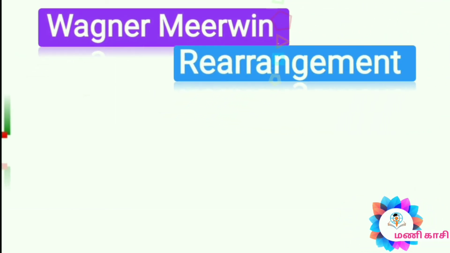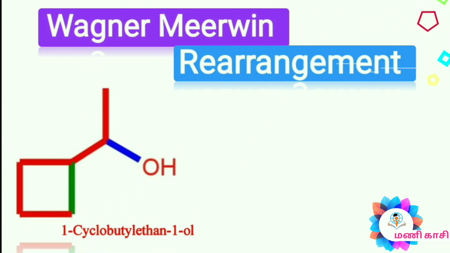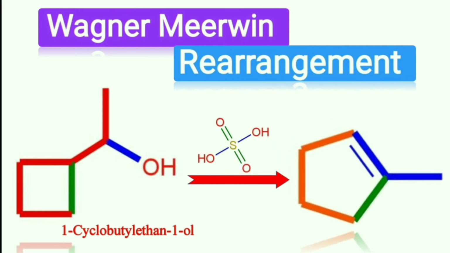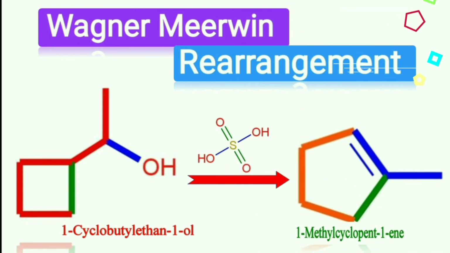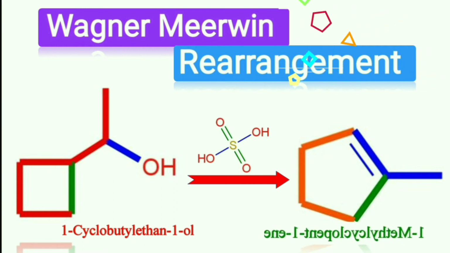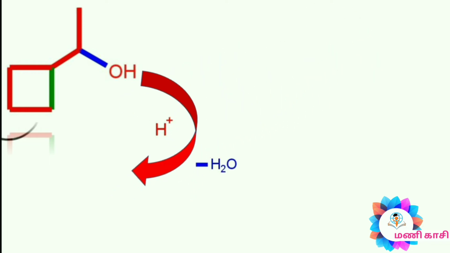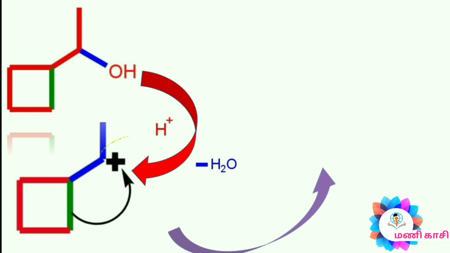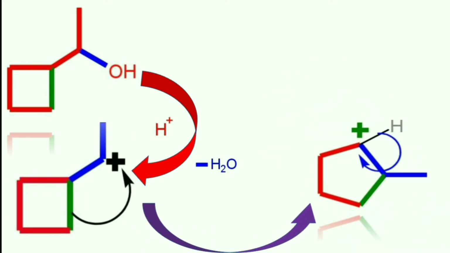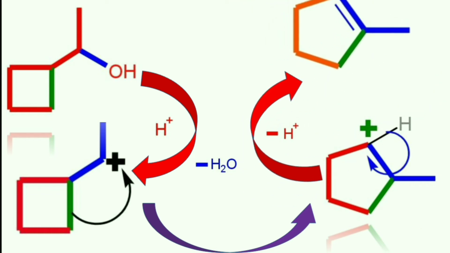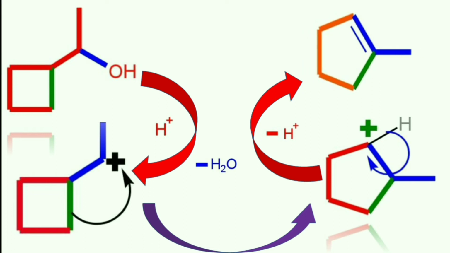In this case of the Wagner-Meerwein rearrangement, 1-cyclobutyl ethanol reacts with sulfuric acid and gives 1-methyl cyclopentene. Mechanism of this rearrangement. Step 1, leaving of a water molecule, and it gives a secondary carbocation. Step 2, the bond is extended to the positively charged carbon. Step 3, deprotonation of hydrogen, and it gives 1-methyl cyclopentene.